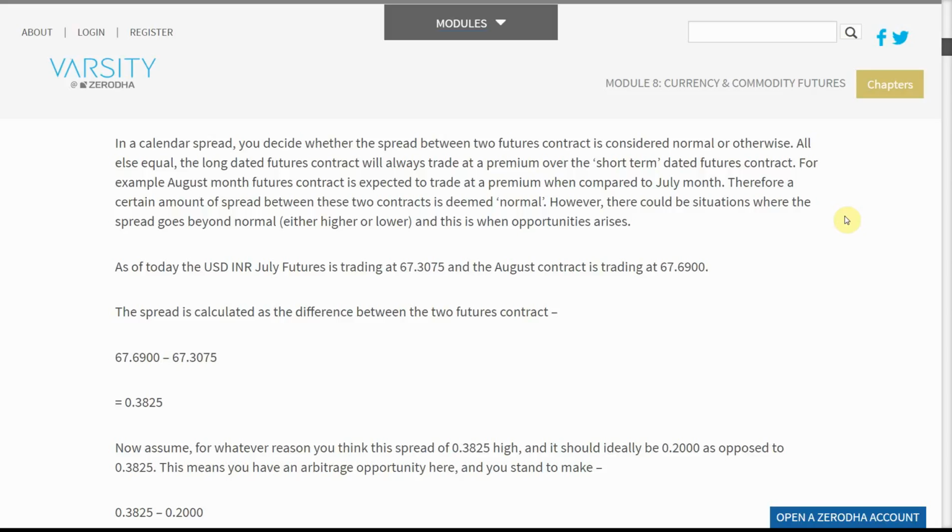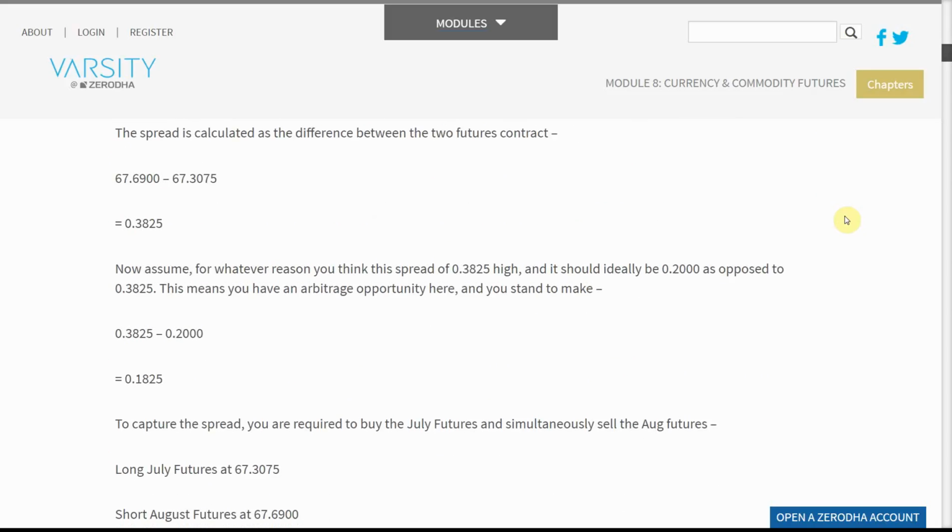As of today, the USD-INR July futures is trading at 67.3075 and the August contract is trading at 67.6900. The spread is calculated as the difference between the two futures contracts: 67.6900 minus 67.3075 equals 0.3825. Now assume, for whatever reason, you think this spread of 0.3825 is high, and it should ideally be 0.2000 as opposed to 0.3825.